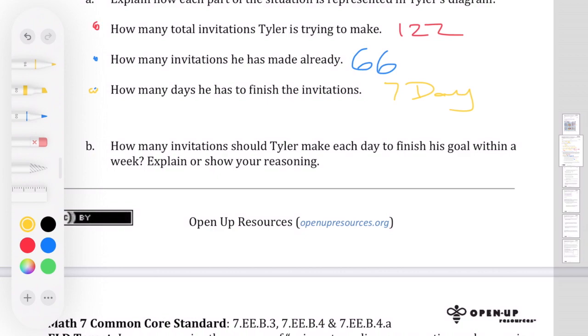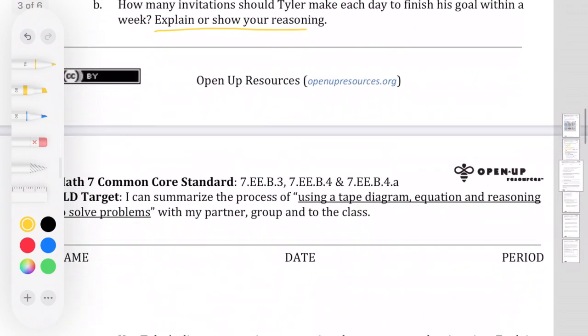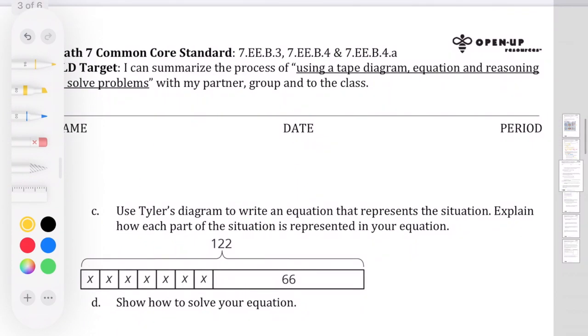How many invitations should Tyler make each day to finish his goal within a week? Explain or show your reasoning. Now part C is going to ask you, use Tyler's diagram to write an equation that represents the situation. Explain how each part of the situation is represented in your equation. So then we're going to look at his diagram again, write an actual equation, and solve it using your equation. All right, go ahead and give yourself a chance right there to solve parts B, C.